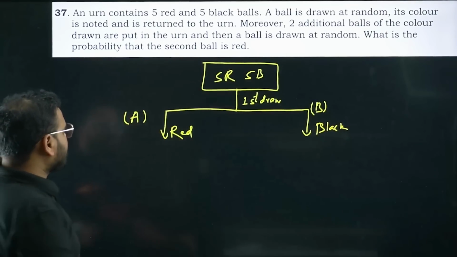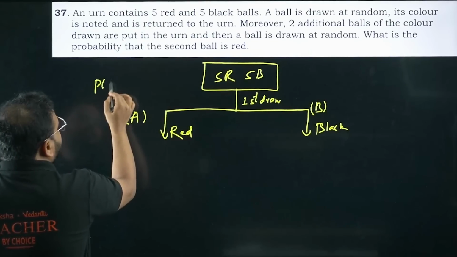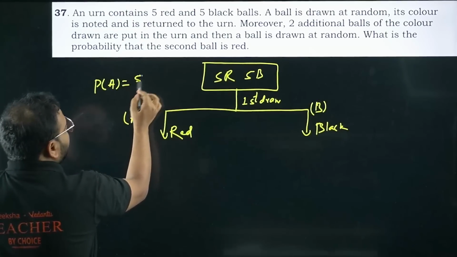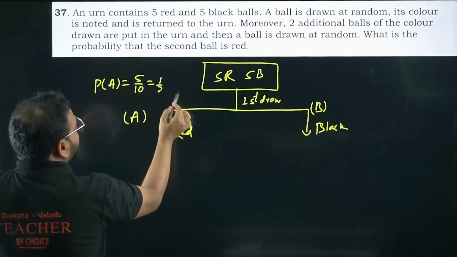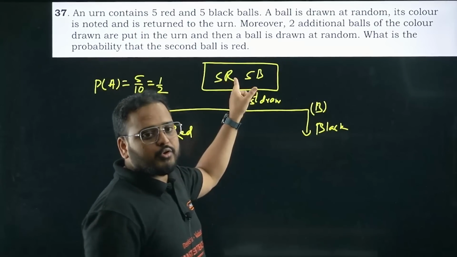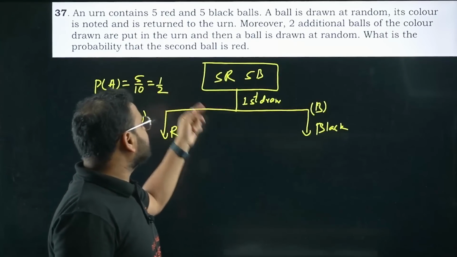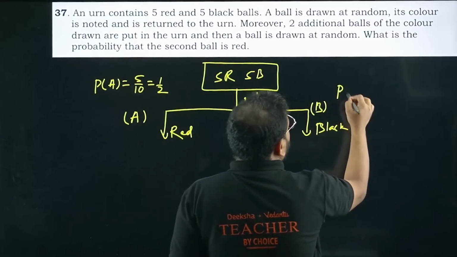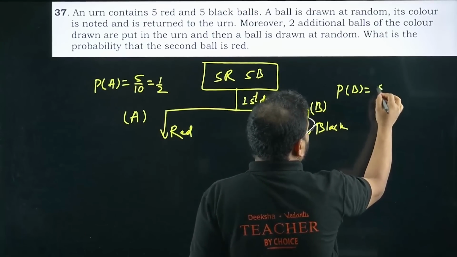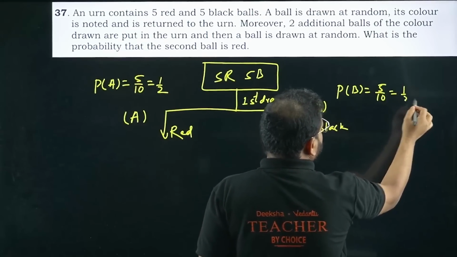So what is the chance of getting a red ball? P of A will be 5 by 10. How much is that? 1 by 2. How come, sir? 5 reds are there, so 5 out of total 10. So 5 by 10, which is 1 by 2. Same way, probability of the event B will be nothing but 5 by 10, so 1 by 2. This is for the first draw.